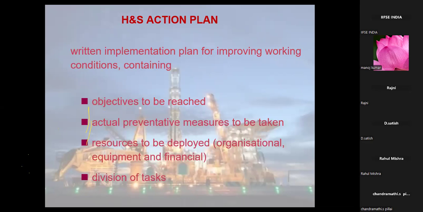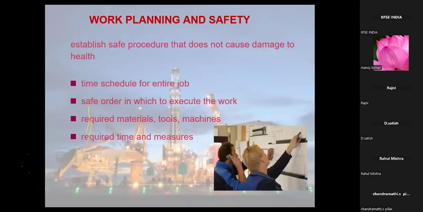HSE action plan: a written implementation plan for improving working conditions containing the objectives to be reached, actual preventive measures to be taken, resources to be deployed, and division of the task. Division of task, you can see in the risk assessment. Then work planning and safety: establish a safe procedure. That day one of our participants was saying SOPs. So this is where you get the safe procedure, and that does not cause damage to health.